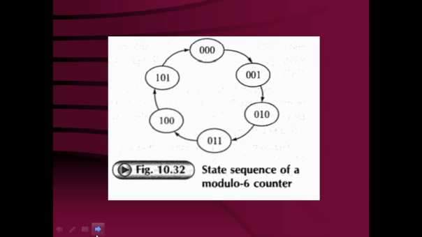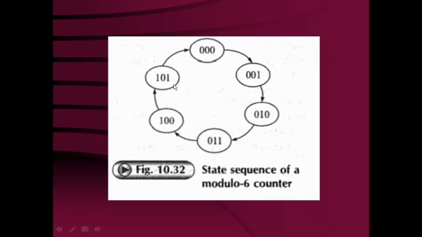You see, if you want to design a modulus of 6 counter, 6 different states are required. How many flip-flops are required for that? At least 3 flip-flops, because the natural counter is a modulus of 8 counter with 3 flip-flops. 2 raised to 3 is 8. So the natural counter is a modulus of 8 counter. By skipping any 2 states, you can convert a modulus of 8 counter into a modulus of 6 counter.